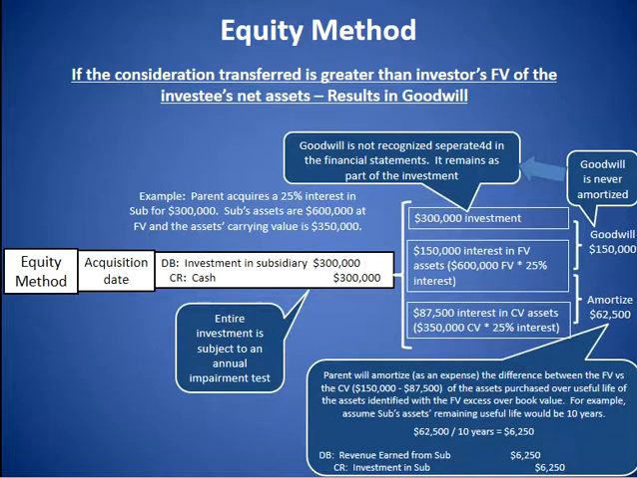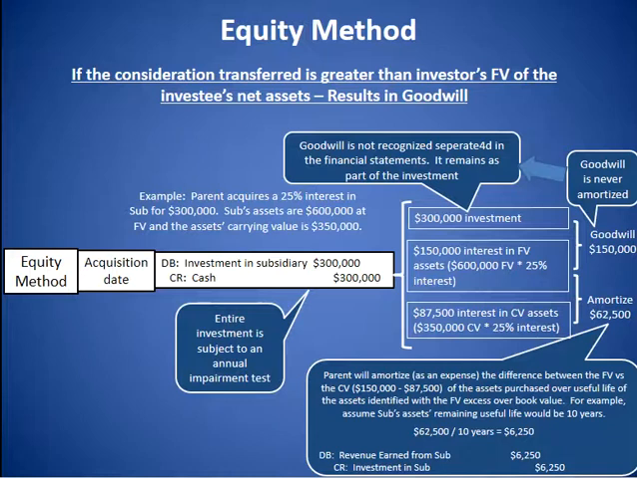Now let's take a look at when we make an acquisition of a company under the equity method. And it's best shown through an illustration. In this case, we have an example where the parent acquires a 25% interest in the subsidiary. A lot of times I'll use parent and then I'll just use P, or subsidiary or sub, and I'll just use S.